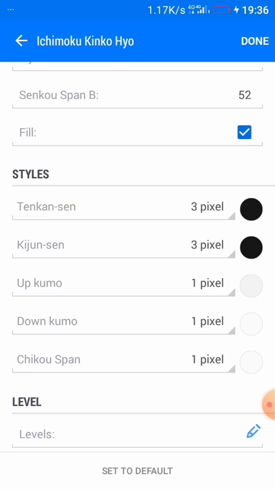Just look at it. And Gijon Sin is 3 pixel, color black. Up Kumo, down Kumo, Chico Span, they are all one pixel, and I used white here because my background is white. Okay, and then you click done.